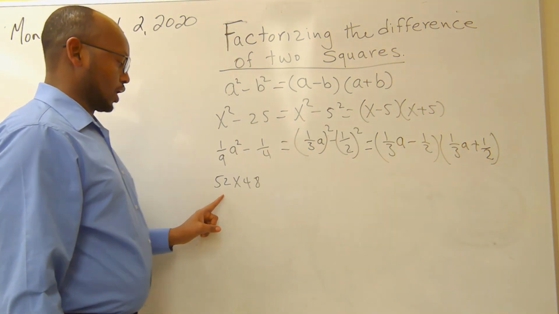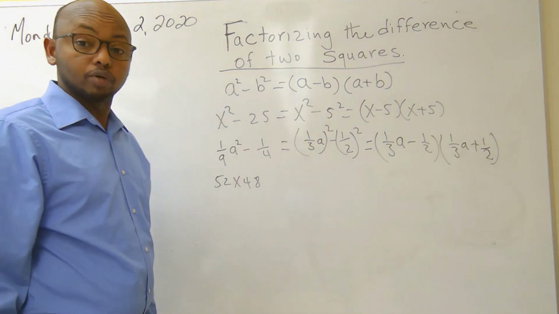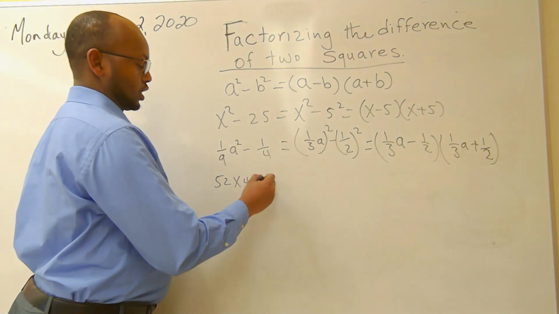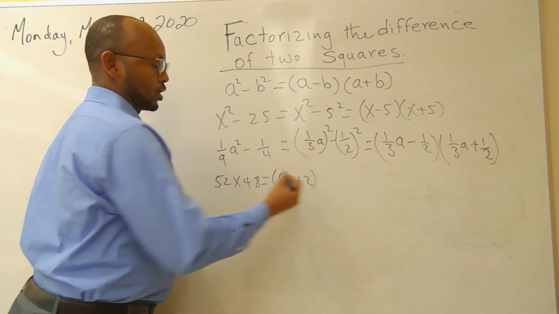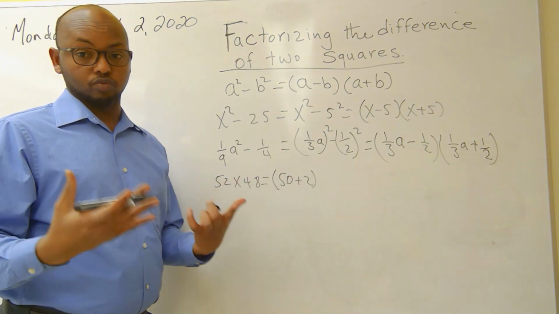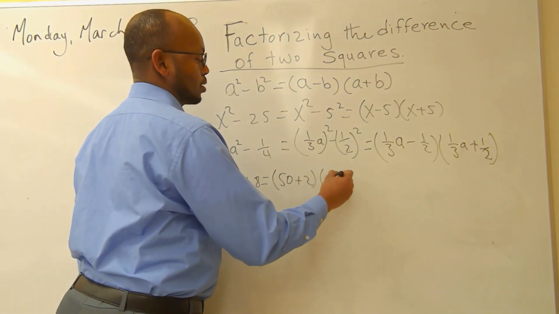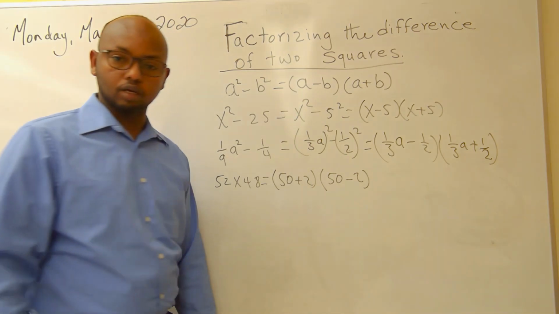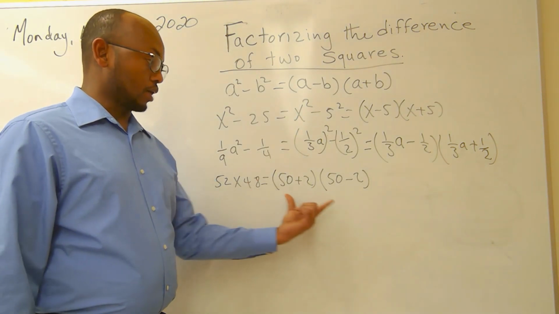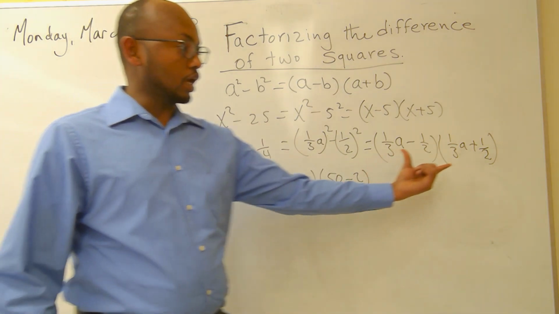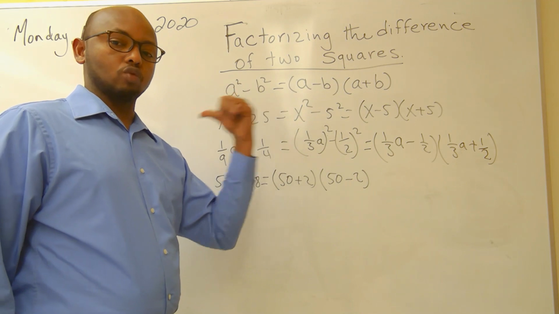And here we have 52 times 48, numbers now. So what I can say is 52 comes from 50 plus 2, so make two factors. And 48 comes from 50 minus 2. Is that clear? I made two factors. I started at the end, then we go one step back. So now you're going backward.